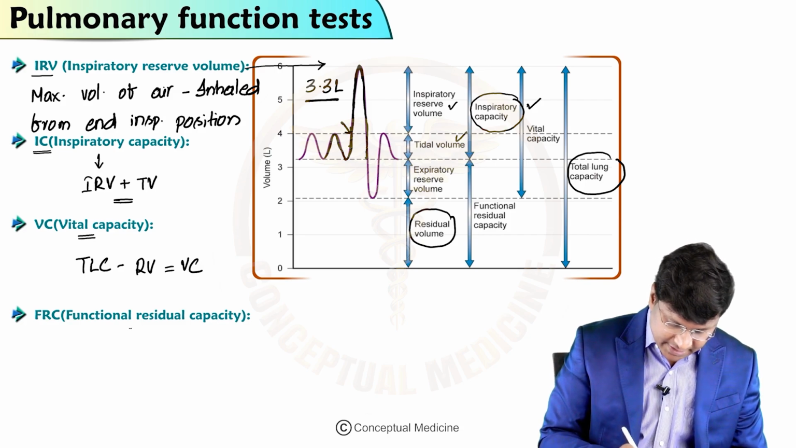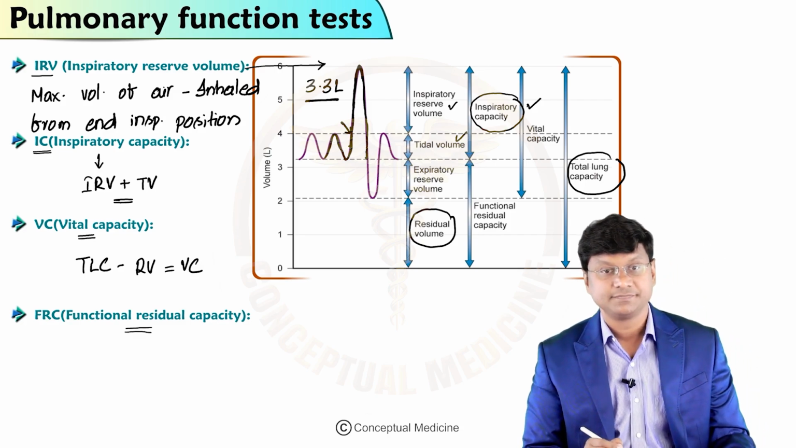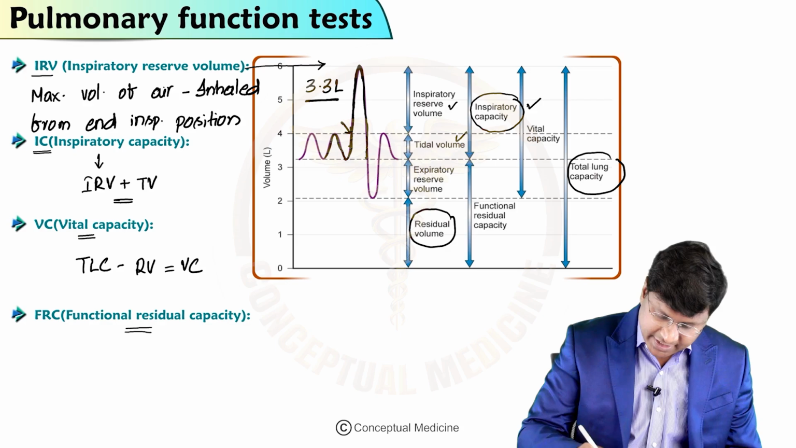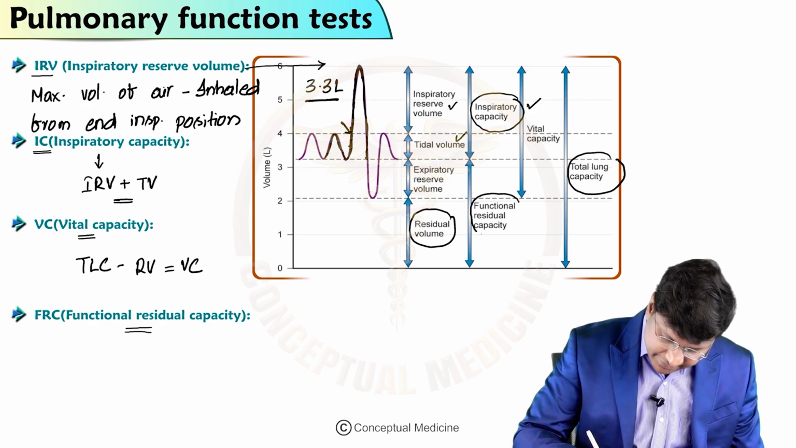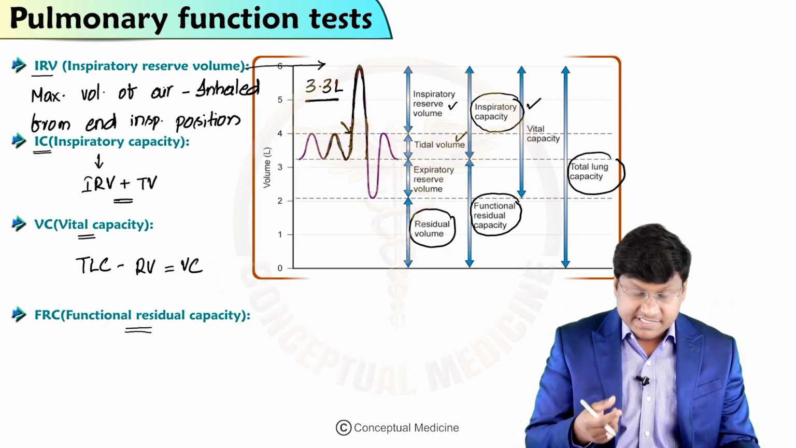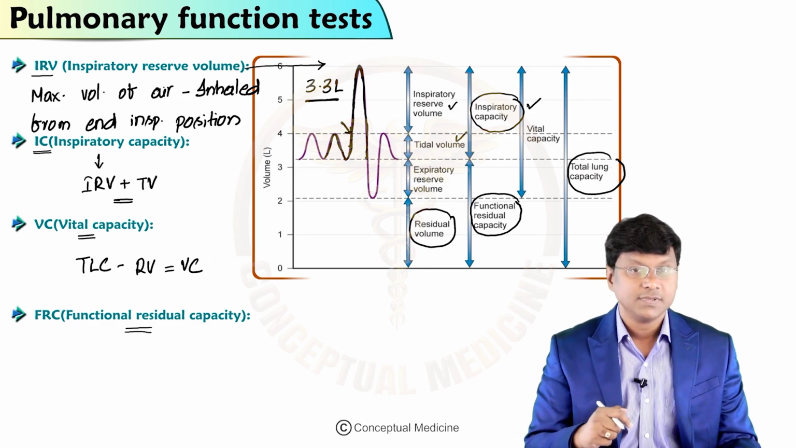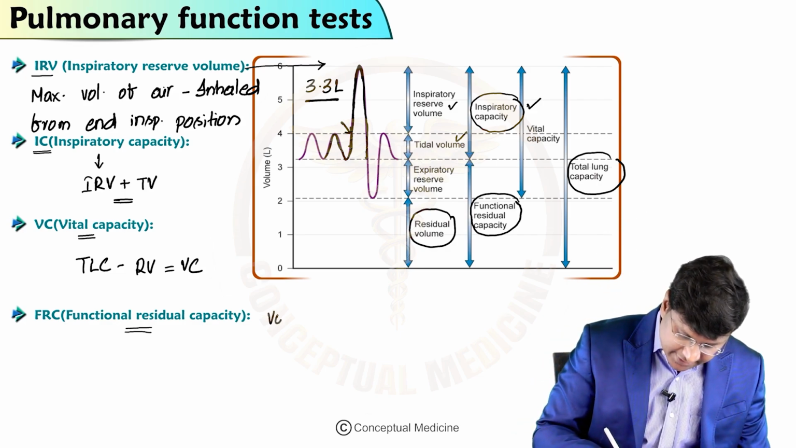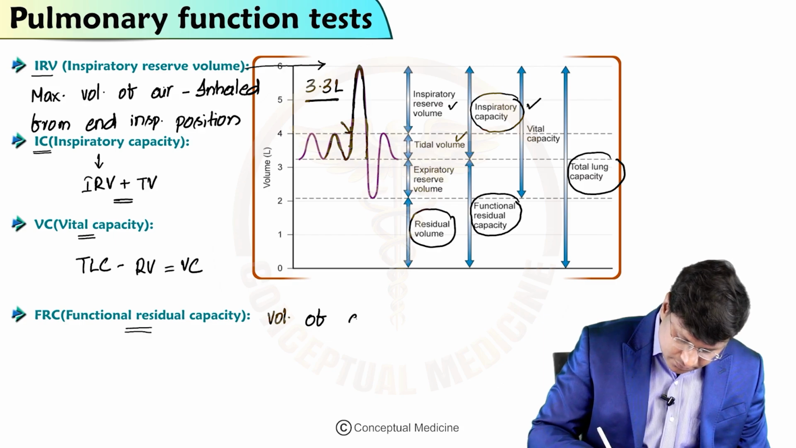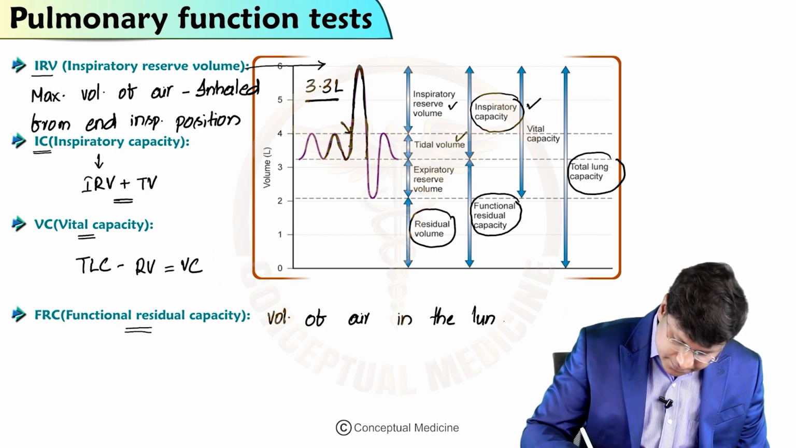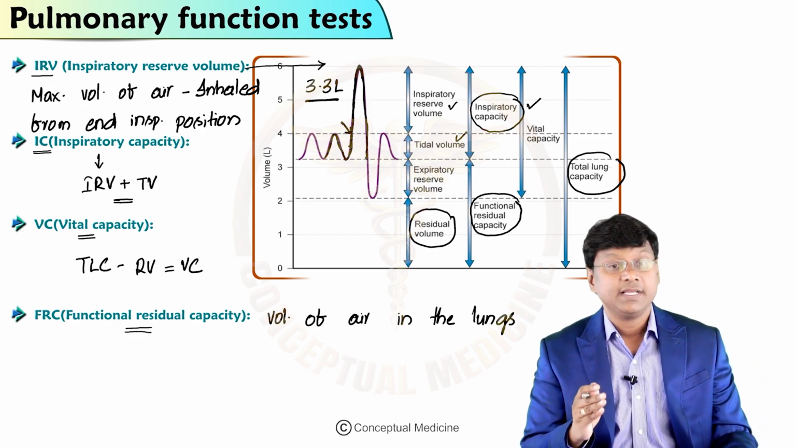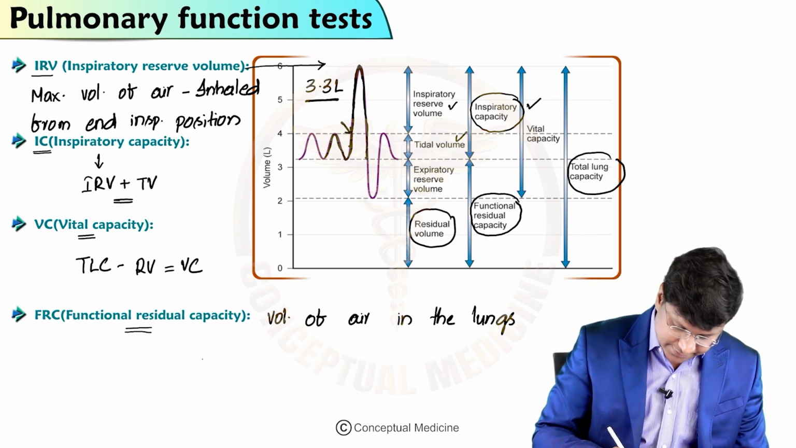Then finally, coming to the functional residual capacity. What is functional residual capacity? You see here, this is the functional residual capacity. See, it is residual where in the lung. It is the volume of air in the lungs at end expiratory position.